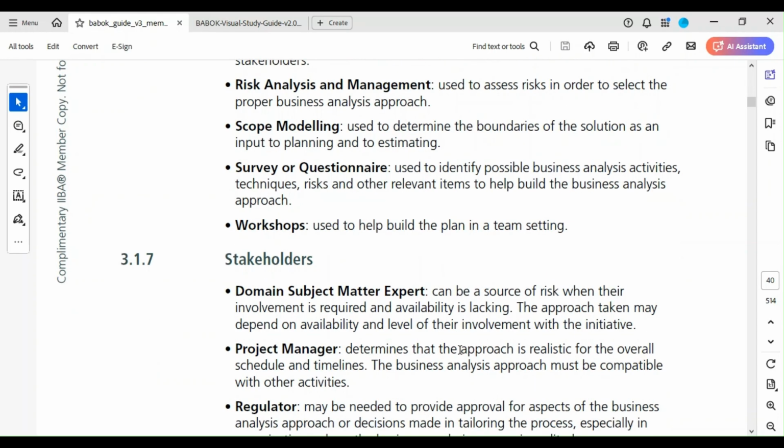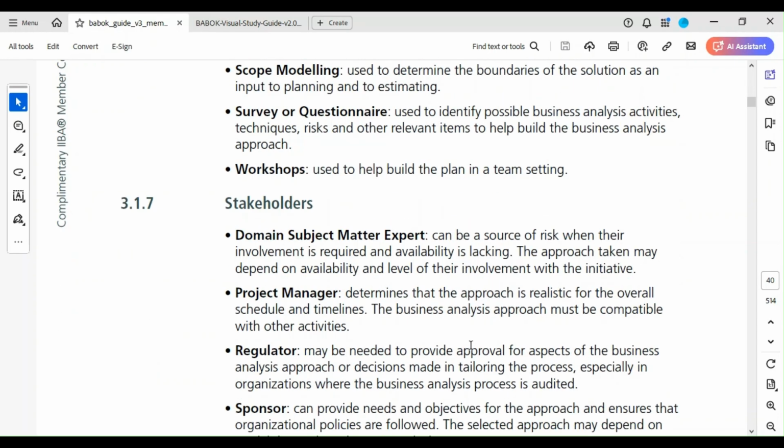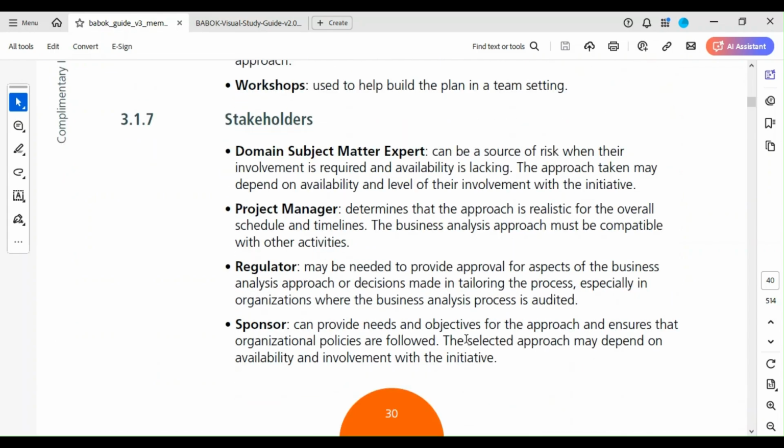Surveys or questionnaires: used to identify possible business analysis activities, techniques, risk, and other relevant items to help build the business analysis approach. Workshop: used to help build a plan in a team setting. Stakeholders. So these are the stakeholders that would be important to you planning your approach. Domain subject matter expert can be a source of risk when their involvement is required and availability is lacking. Have this in mind, please. The approach taken may depend on availability and level of their involvement with the initiative.